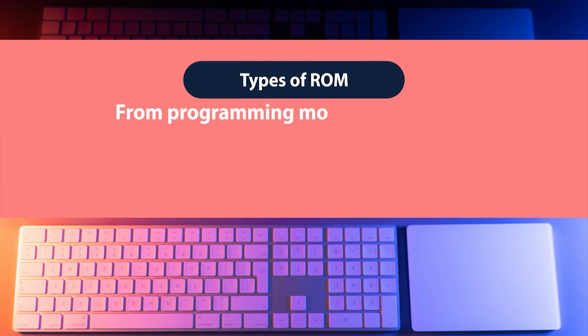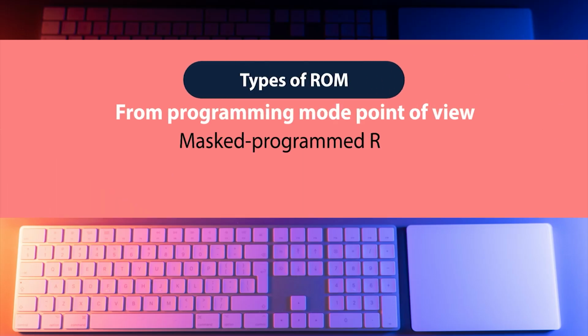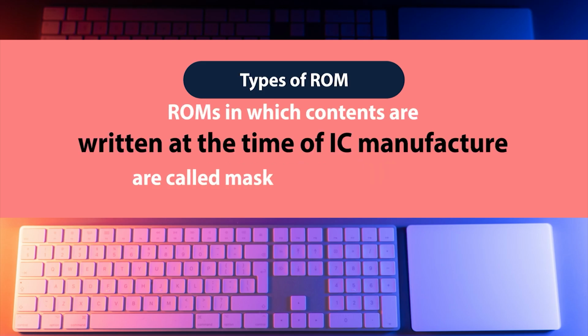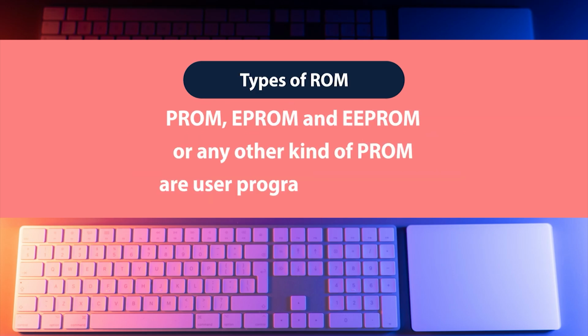Now, we have different types of ROMs. One is masked programmed ROM and another is user programmed ROM. The ROMs in which contents are written at the time of IC manufacture are called masked programmed ROMs, whereas PROM, EPROM and EEPROM are other kinds of ROMs which are generally user programmable ROMs.